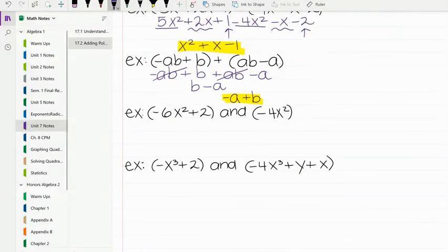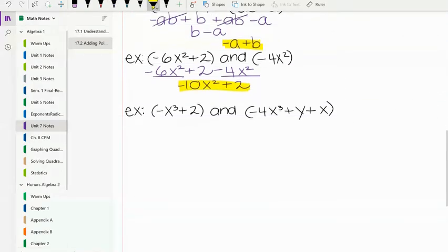Okay, looking at this next one. We have negative 6x squared plus 2, and then "and" really just means plus, so plus a negative 4x squared. So I'm just going to write negative 4x squared; I don't need plus negative 4x squared. I combine like terms, starting with my highest degree, which is the squared. So I have negative 6x squared and negative 4x squared, which gives us negative 10x squared. Then I just have a positive 2, and there's nothing else I can combine. So this would be a second degree binomial.